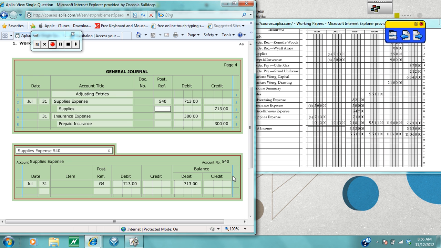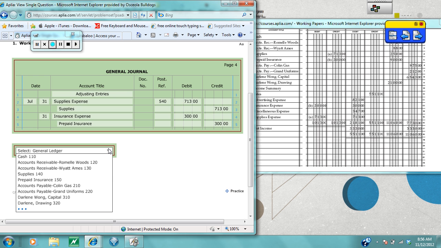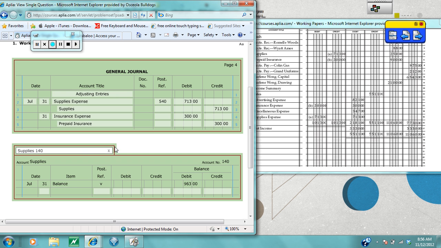See the transition? You don't put this number in until you have all the information in here. Some of my students like to take shortcuts. Hopefully you guys aren't having that problem. You're doing it correct and you're awesome students, right? Okay, now here we're doing the 31st. Our reference number is G4. We have a credit of $713. And we take this account number 140 and we stick it right here. You guys remember posting, right?